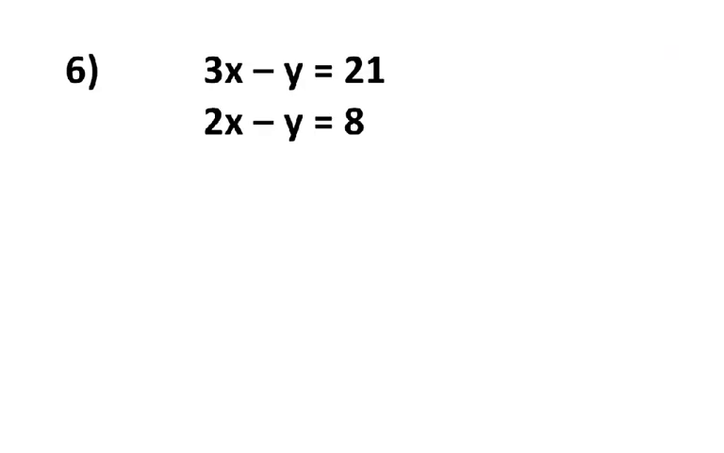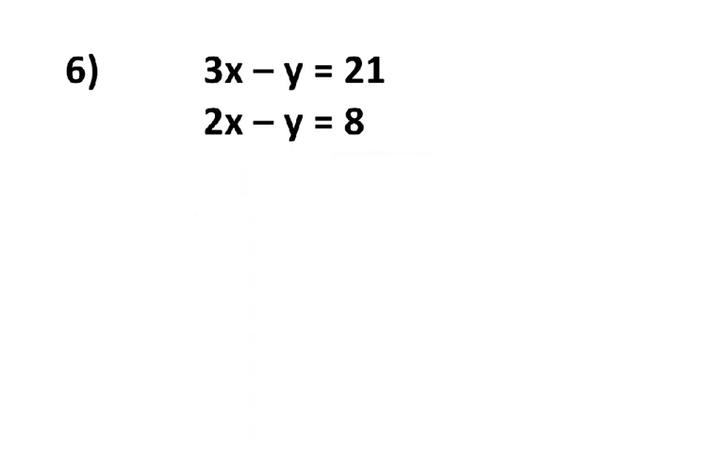Okay, continuing on, number 6. Again, we run into the issue that if I was just going to add them together, I would get 5x minus 2y. Just because you want something to go away doesn't mean it does, so you have to make sure that it really works. So I actually need to do something else.